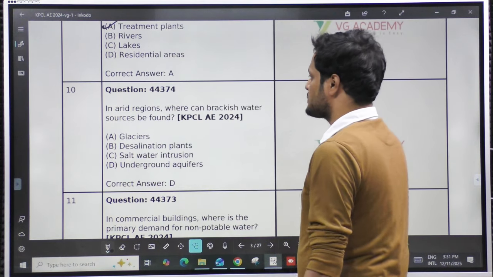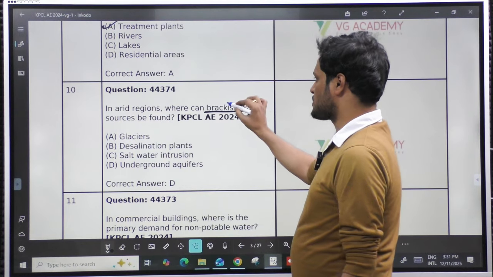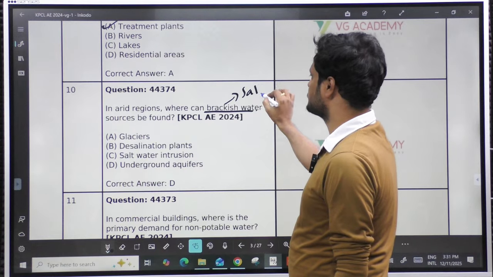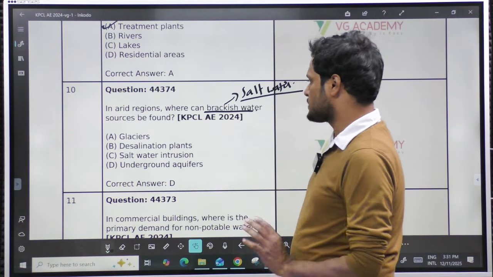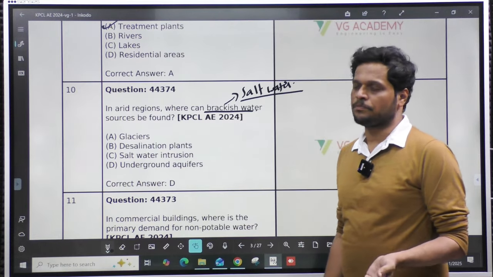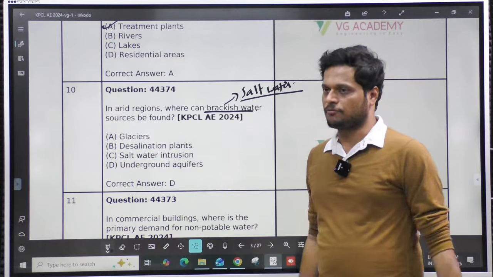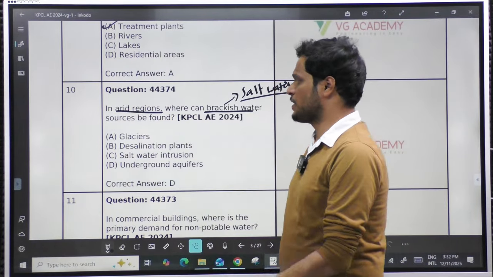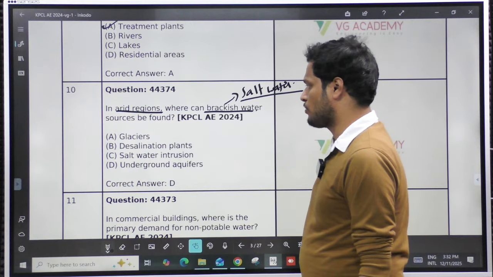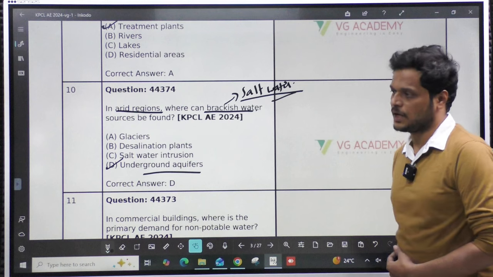Next, in arid region, where can brackish water source be found? Brackish means salt water. Salt water doesn't mean sea water, it's a salt water. Normally in borewells also in some places we get salt water because of the deposits in the soil. So generally in arid regions, because of less moisture, the salts get deposited in the aquifer. So in underground aquifers we generally find this salt water or brackish water.